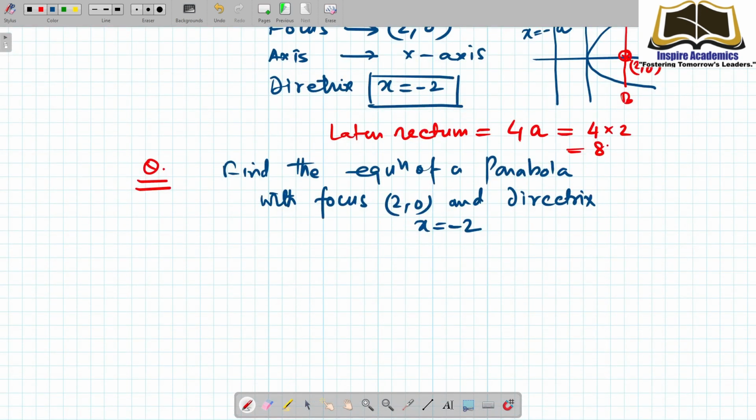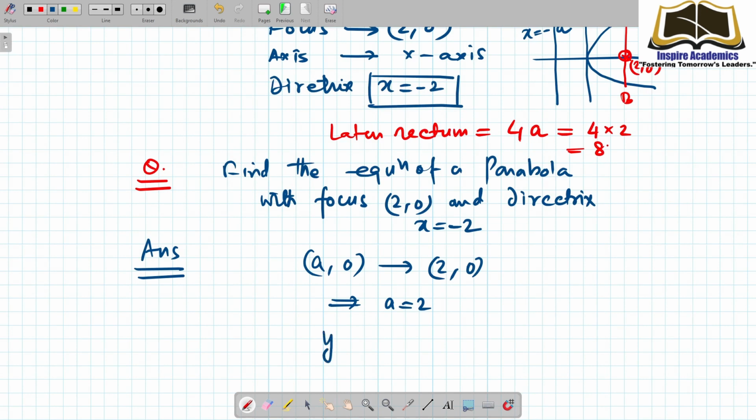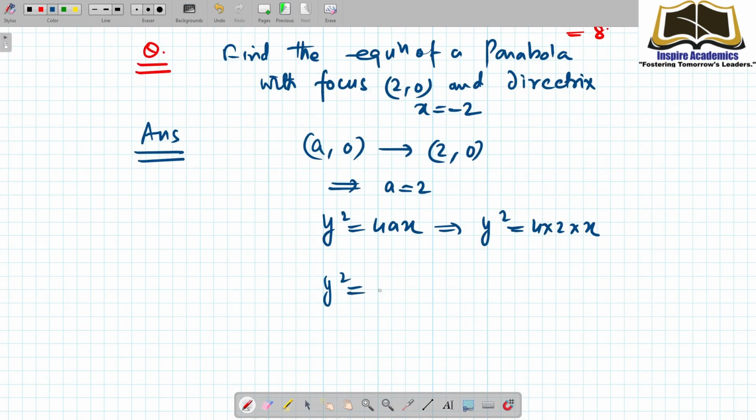Okay, so clearly focus क्या होता है, a,0. a,0 means 2,0, which means a की value 2 हो गई. So equation of parabola will be y square equal to 4ax, which means y square is 4 times 2 times x, which is nothing but y square is equal to 8x. So this is our equation of a parabola.